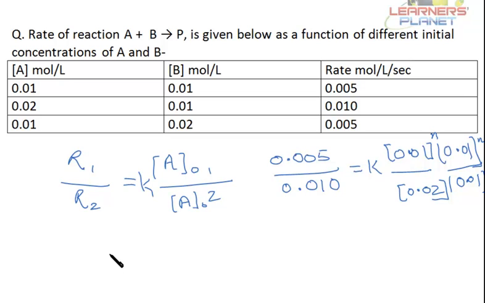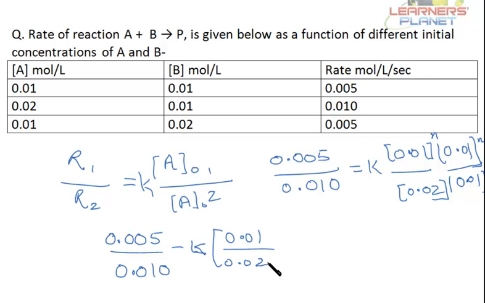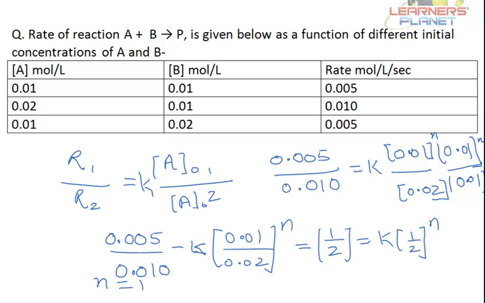So what is the order with respect to A? It is 0.005 divided by 0.010, and that is equal to K times 0.01 by 0.02 to the power n. So it is coming out to be 1 by 2 and 1 by 2, right? So 1 by 2 is equal to K times 1 by 2 to the power n. So what will n be equal to? n will be equal to 1, right?